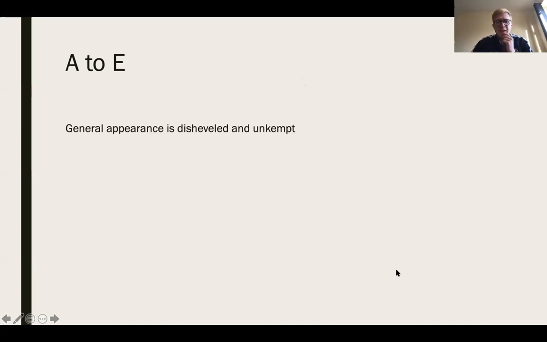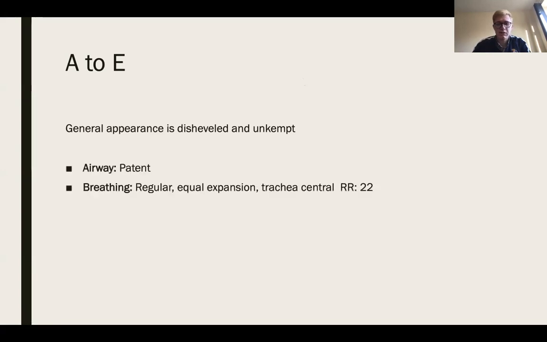Okay. So the patient's general appearance is quite disheveled and unkempt. Okay. Patient's airway is patent. That's good. Patient's breathing is regular with equal expansion. Trachea central and respiratory rate is 22. Anything so far?